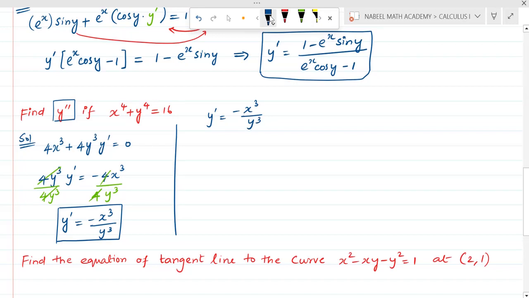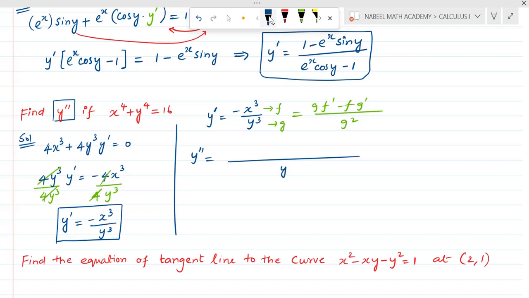So now this is y prime. I want to calculate y double prime, which means I have to apply the f over g rule. So what is the rule here? It is g square, g fixed, f differentiate, f fixed, g differentiate. Now y double prime is given by, this is y power 6. Power 3 whole square becomes power 6. And y power 3 is fixed.